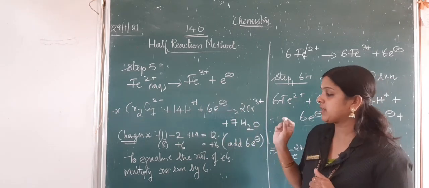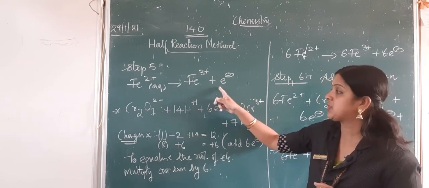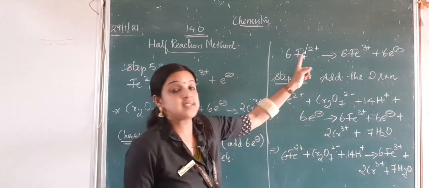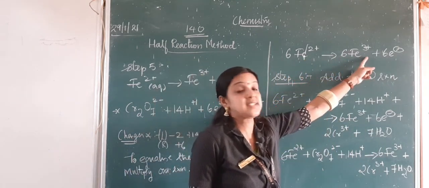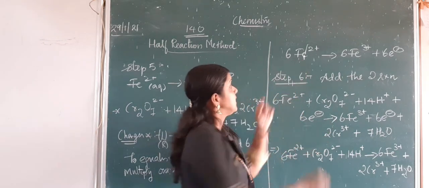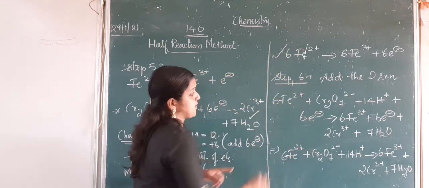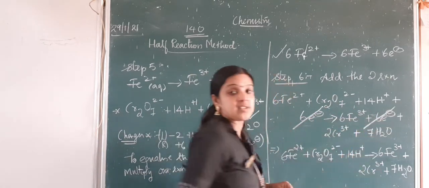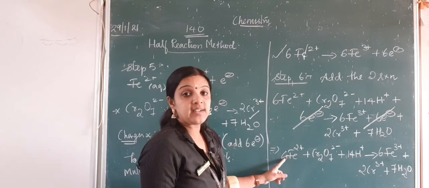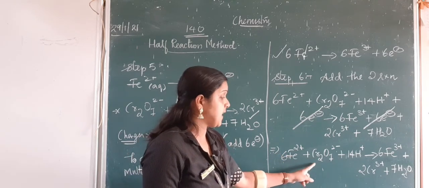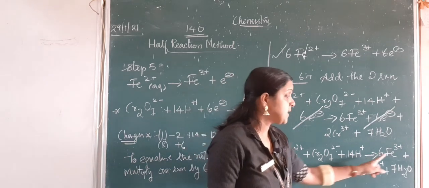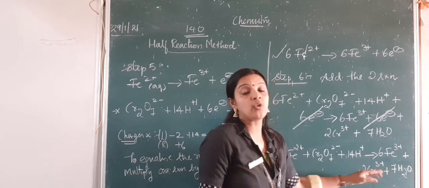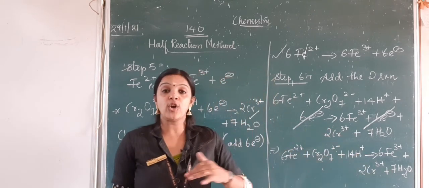What about my oxidation reaction? We multiply the oxidation reaction with 6. So what do we get here? 6 Fe2+ gives 6 Fe3+ plus 6 electrons. Now add this reaction and this reaction. When you add, the 6 electrons and 6 electrons get cancelled. So what we get here is 6 Fe2+ plus dichromate ion plus 14 H+ gives 6 Fe3+ plus 2 Cr3+ plus 7 H2O. So this is a balanced redox reaction.